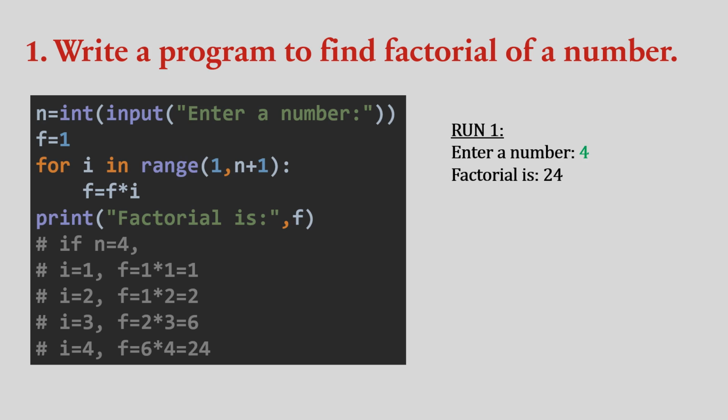Once you run the program, let's say the entered number is 4, then it will print that the factorial is 24. We'll run the program again, and this time we'll give a different number, let's say 5. Then it will print that the factorial of 5 is 120.